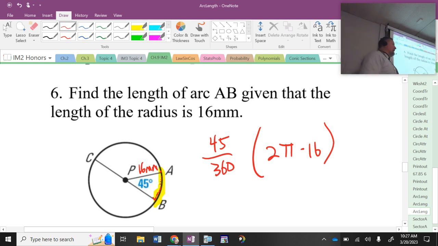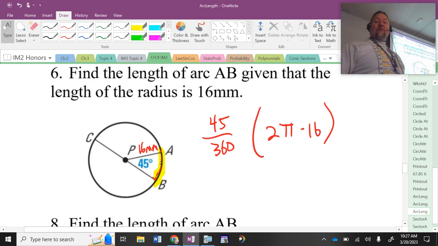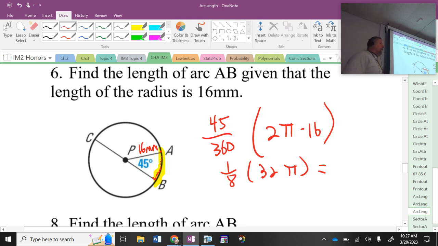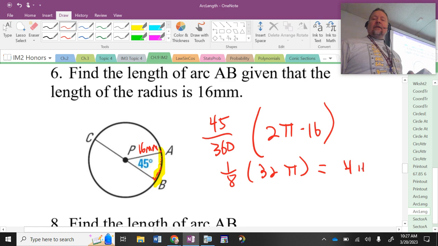How many millimeters did I walk when I went from B to A or A to B? That's what you're answering. You know what 45 over 360 is? 90 is 1/4, so this is 1/8. And then 2 times 16 is 32. This is how I'm leaving it in terms of pi. This equals, and you're allowed to use the equal sign because the pi symbol is the exact form of that magic number, so this becomes 4 pi millimeters. And then approximately, use that symbol.